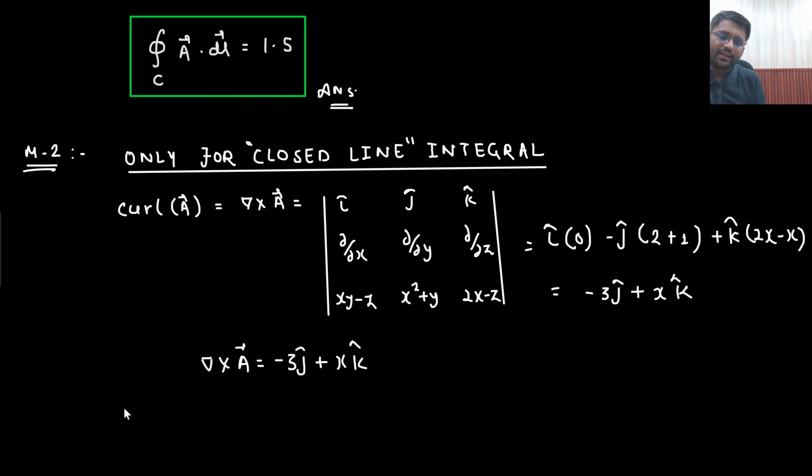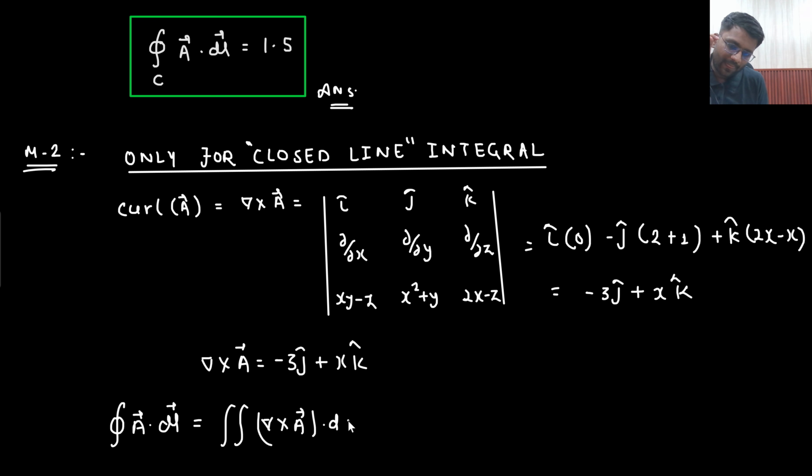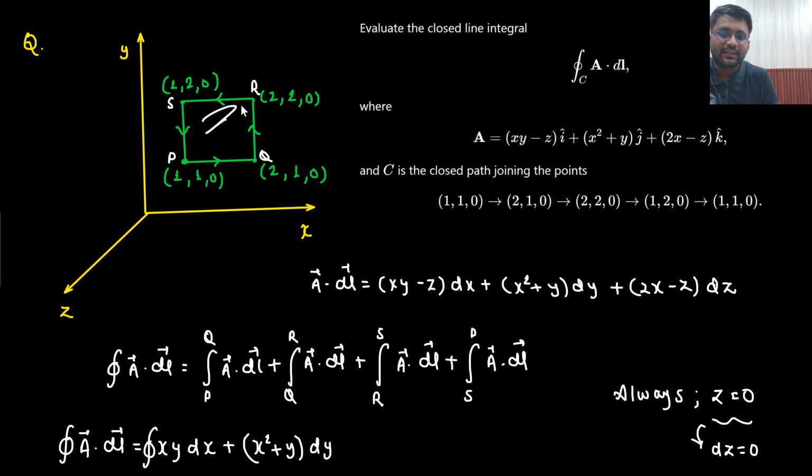So for a closed line integral, A dot dl is equal to del cross A dot ds, where ds is the surface area vector. Which area are we talking about? The area which is enclosed by this closed line. This closed line is enclosing some area. This is the scenario.